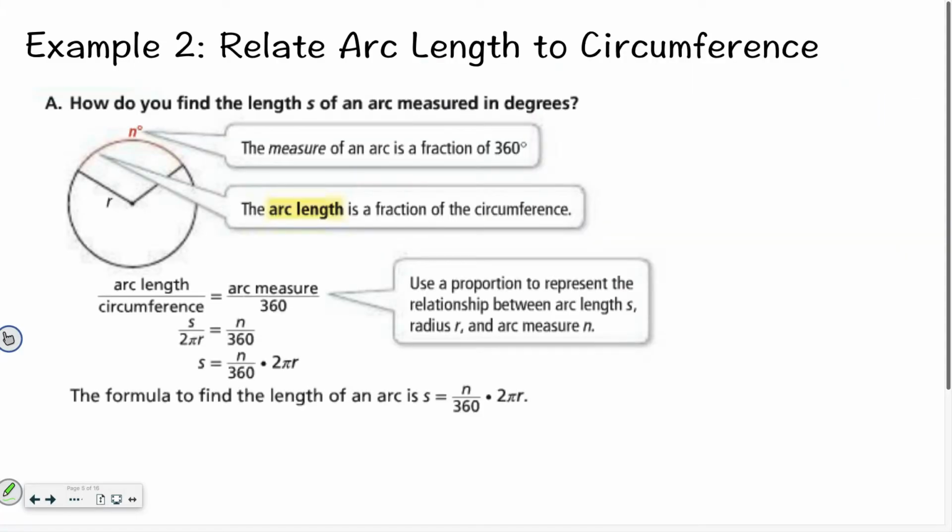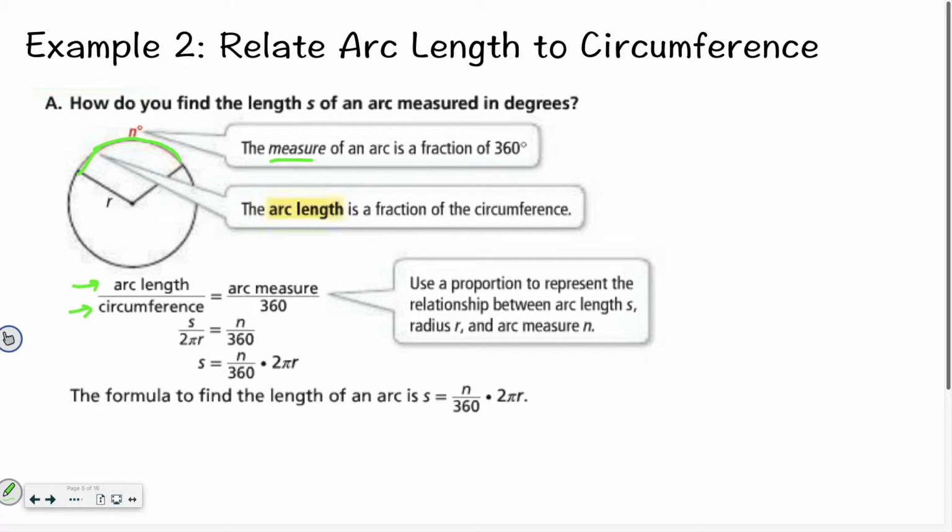All right, let's look at example 2, relating arc length to circumference. So how do you find the length S of an arc measured in degrees? If we look at this circle, the measure of an arc is a fraction of 360 degrees. 360 would be the entire circle, right? We know there's 360 degrees in a circle. So our arc length is just the little portion that forms our arc. So it's a fraction of the entire circumference. The circumference is around the outside of a circle. So we can write it as the arc length over the circumference.